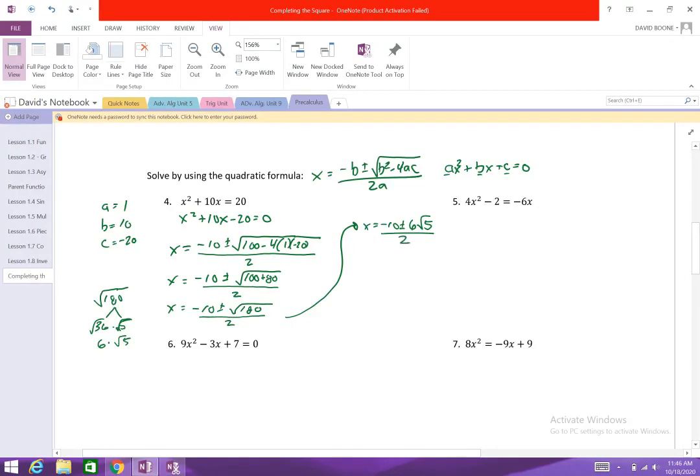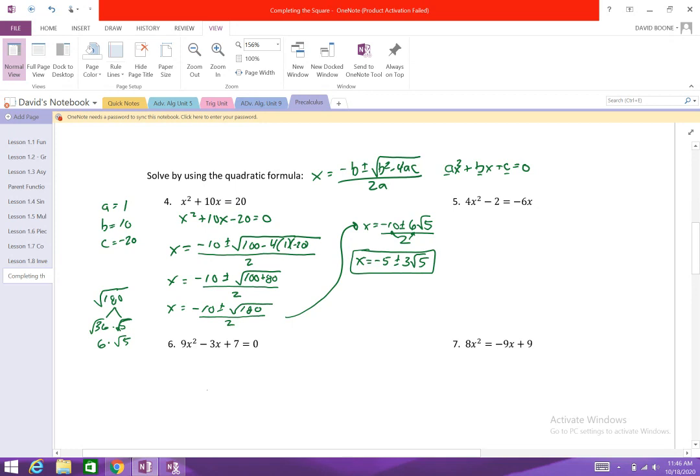And this would all be over 2. And then I look to see, can 2 go into both those pieces? And it can. So I'd have -5 plus or minus 3 root 5 for the two answers.